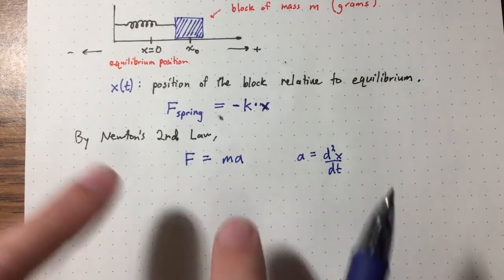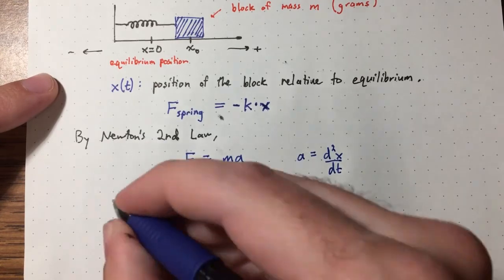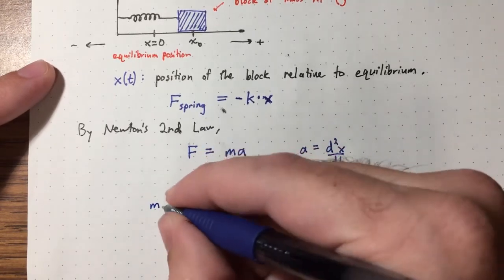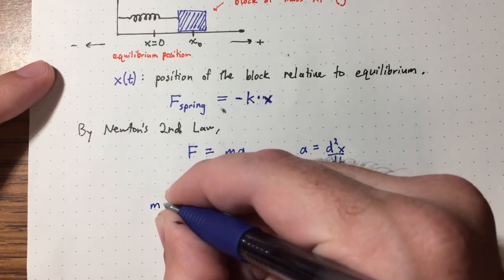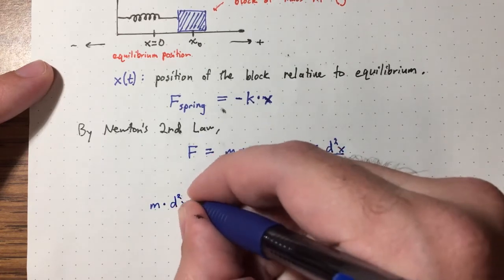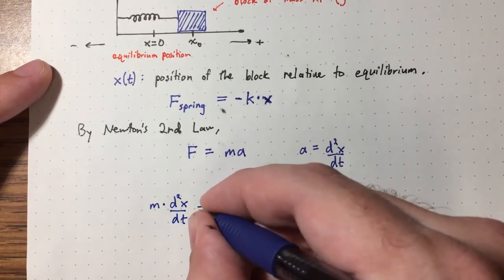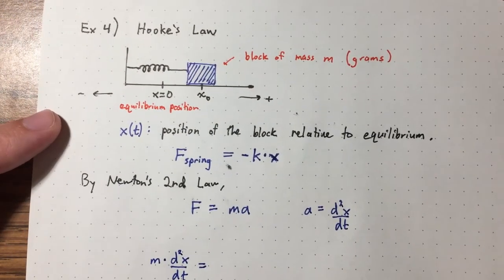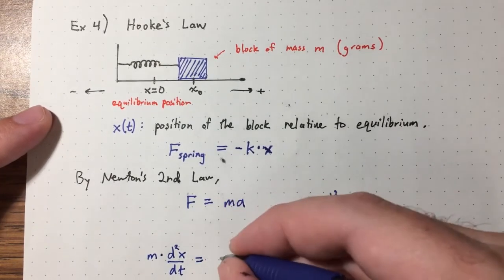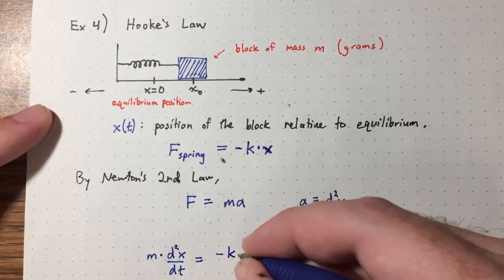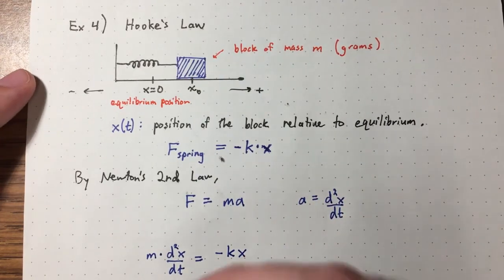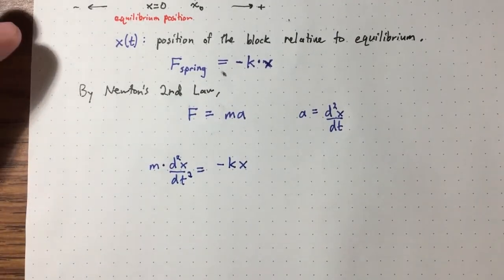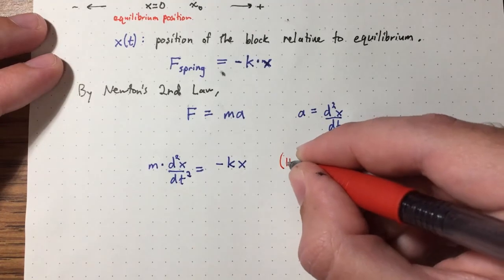So if we put this all together, we have ma. What is ma? It's m times the second derivative of x with respect to t. And that equals the force. The only force that's acting on this system, we're assuming, is the spring force. So this is actually going to equal negative k times x. And there we have a differential equation. This should be t squared. So this is the Hooke's law differential equation.